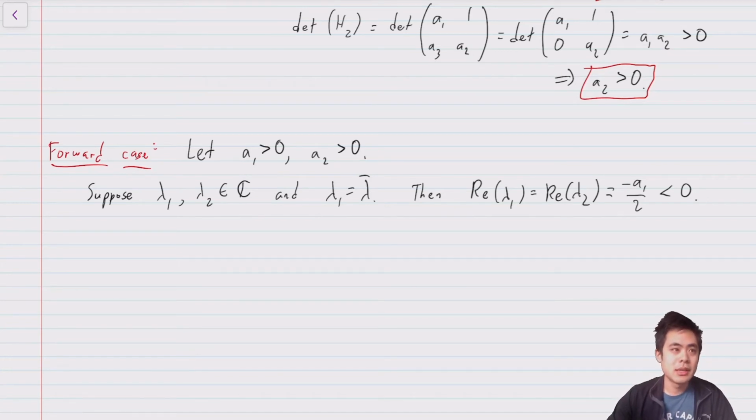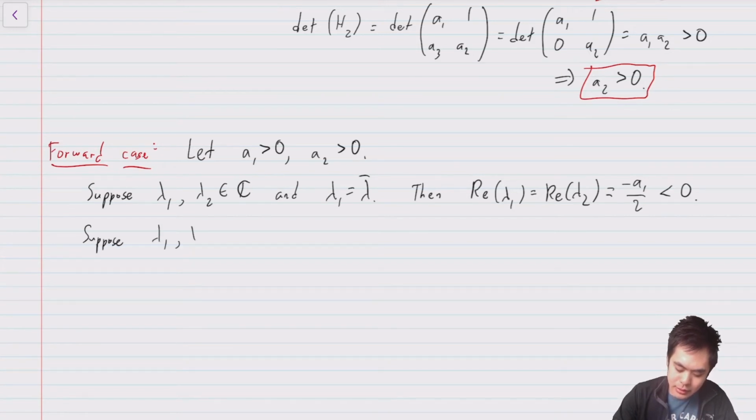So that shows that in the forward case, minus a1 over 2 is less than 0, so both of the real parts of the eigenvalues are less than 0. So that proves it for the complex case. The real case is a little bit more complicated. So suppose that lambda 1 and lambda 2 are both real.